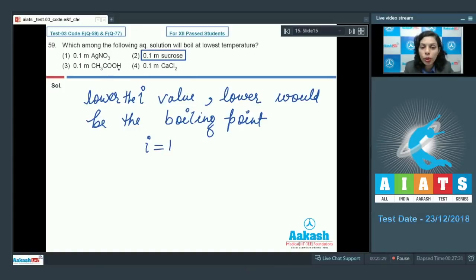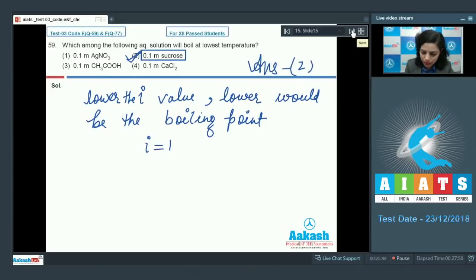For the CH3COOH, there would be some i value. For AgNO3, the i value would also be there. But in case of sucrose, this i value is 1. And that will result in its lowest boiling point. So definitely, this is our correct answer. And I'll choose it as the correct one also.